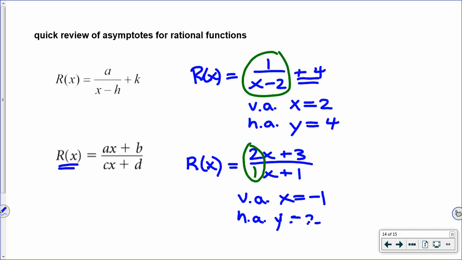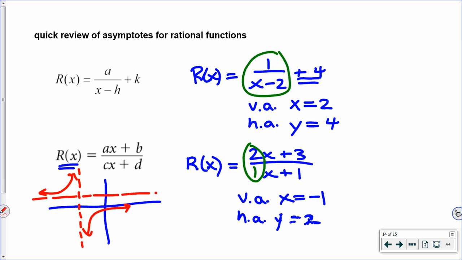This matters because if you're on a non-calculator part of an exam and you're talking about limits for these functions, it's really helpful to know, because a rational function is going to look something like this. It's going to have a branch and a branch, and the asymptotes are going to be guidelines for finding limits all the time. So the horizontal asymptote in particular here is at 2.